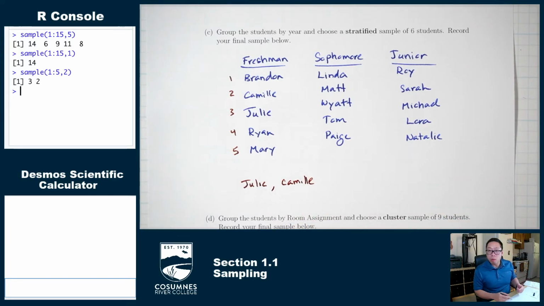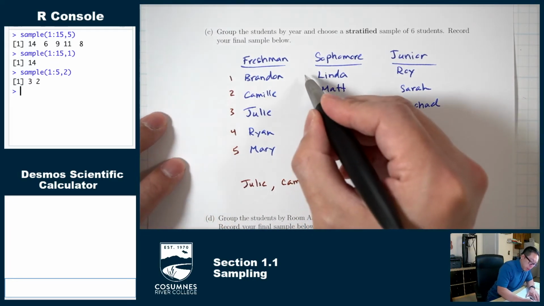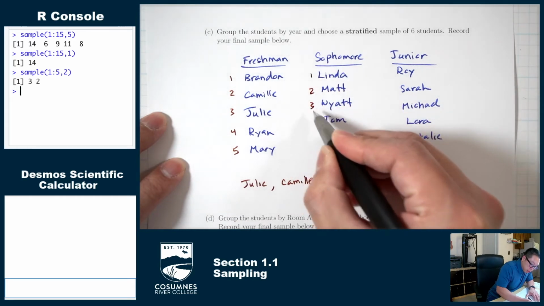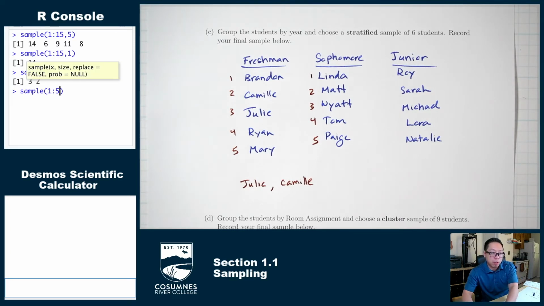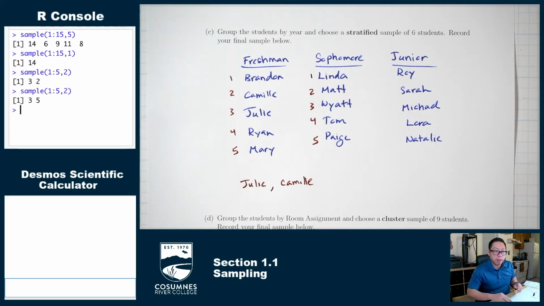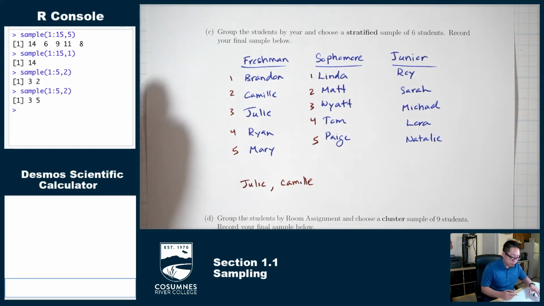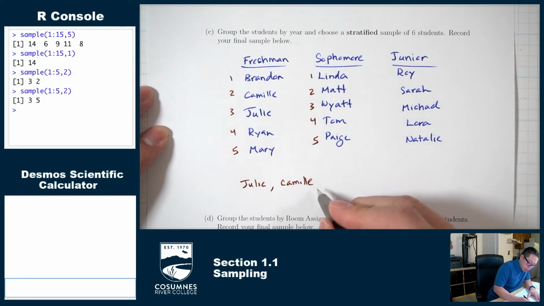Okay, same thing for sophomores. Number my students. And then I want to choose 2 students from that group. So it's going to be the same thing. Sample 1:5, comma 2. So this is telling me 3 and 5, which is Wyatt and Paige.